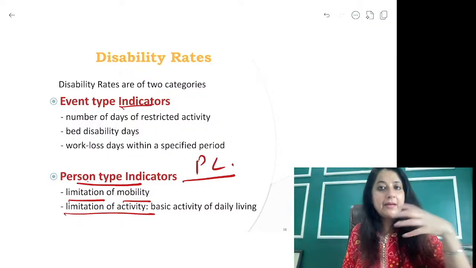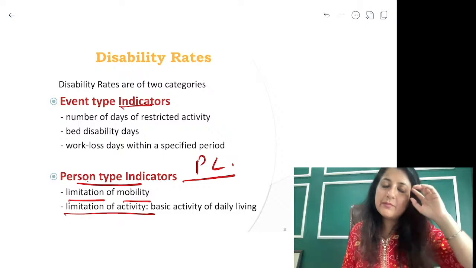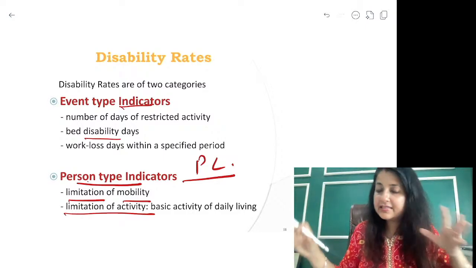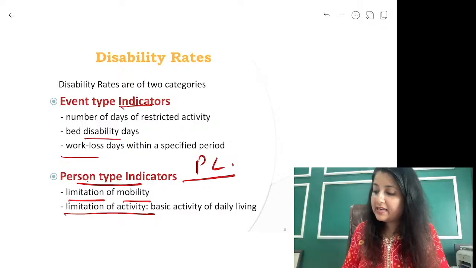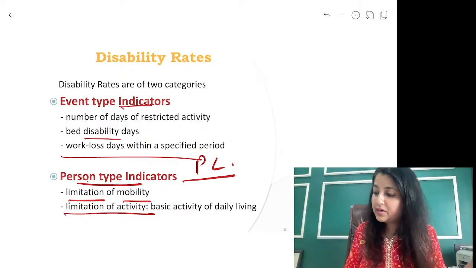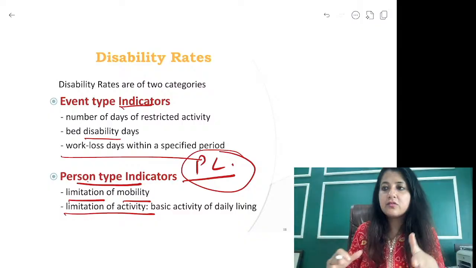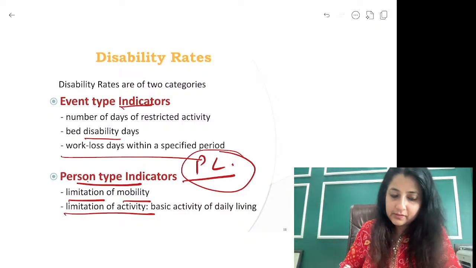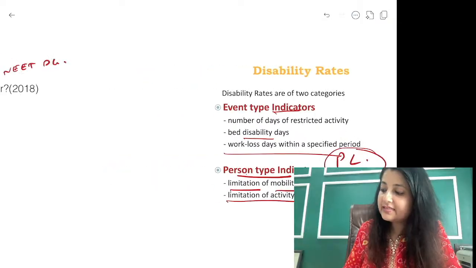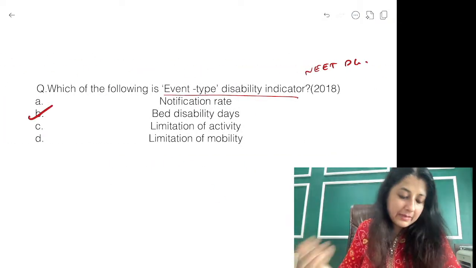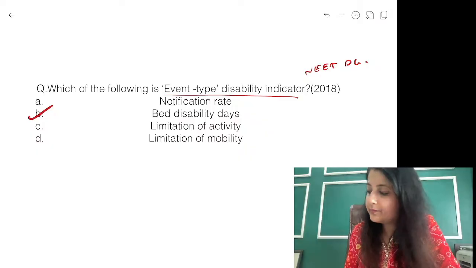Event type, number of days of restricted activity. Somebody gets paralyzed, so how many days of restricted activity? How many days is he bedridden? How many days did he lose from work? Event type. Person type, person has limitations, so PL. Okay? Clear everybody? That's how you can remember this. That's why I gave this question, because maybe you could be asked about this question.